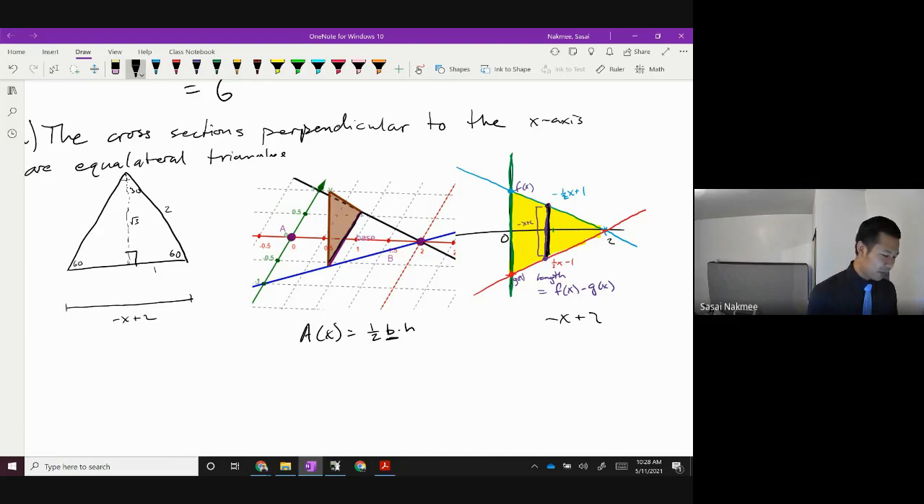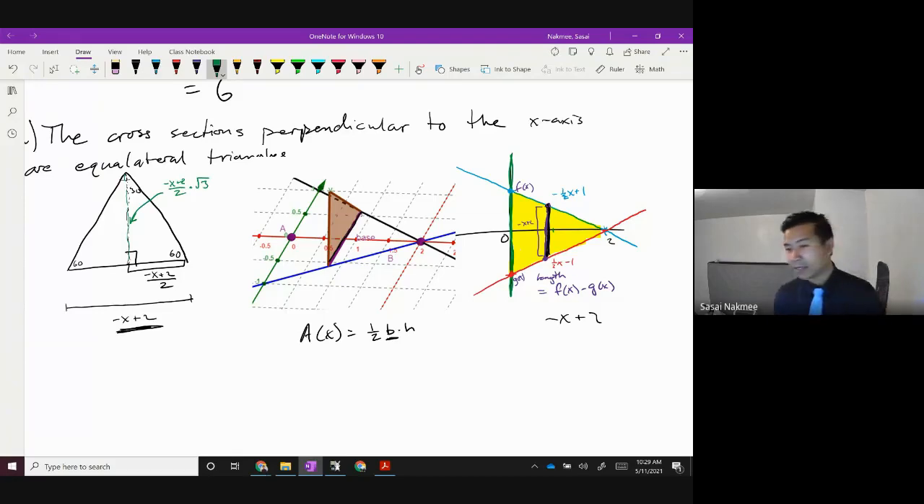But anyways, for this particular one, if I know what the base is, then the height is going to be whatever that base is times the square root of 3. Well, this base right here, to go from here to here, I cut that in half, it would be me cutting this in half. So this should be negative x plus 2 over 2. Which means then the height, let's do that in green right here, this height right here would be equal to negative x plus 2 over 2 times the square root of 3. That's what the height's going to equal.